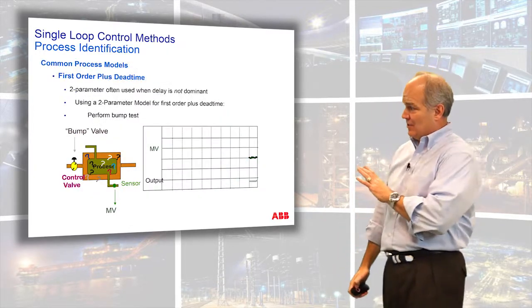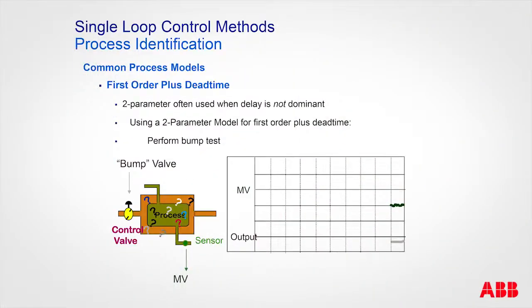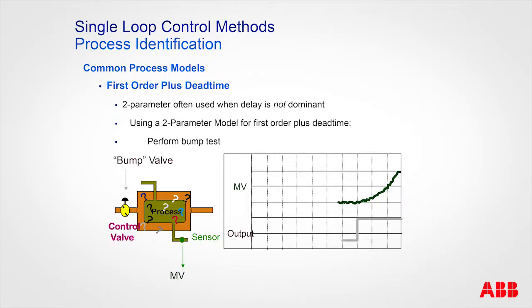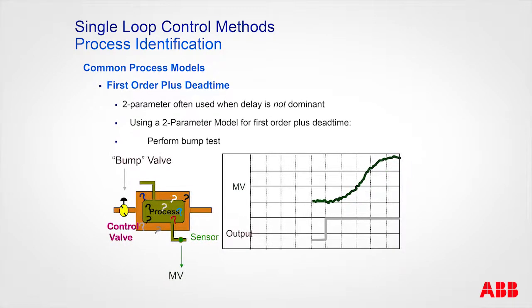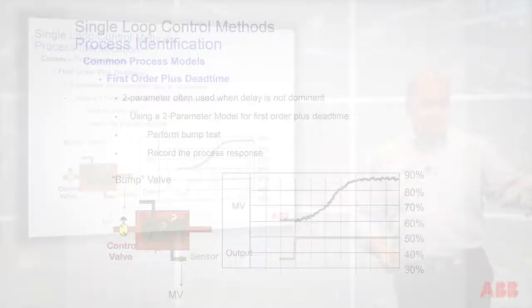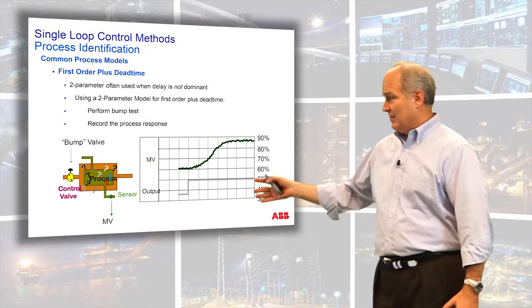In this example, we're going to do a bump test. You can see this is a trend you might be watching. We're doing this bump test, and this is the trend that we're seeing. So the first thing is this is a bump. Hopefully you have something like that in front of you. You pick a loop or find a loop and do a bump test.